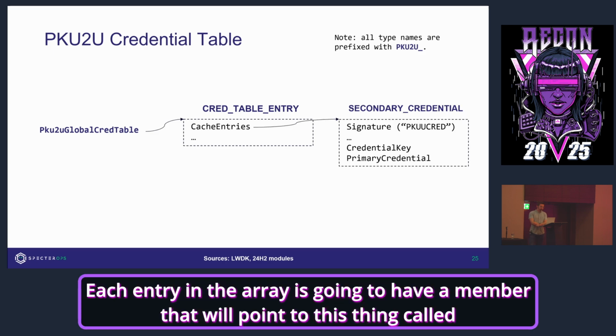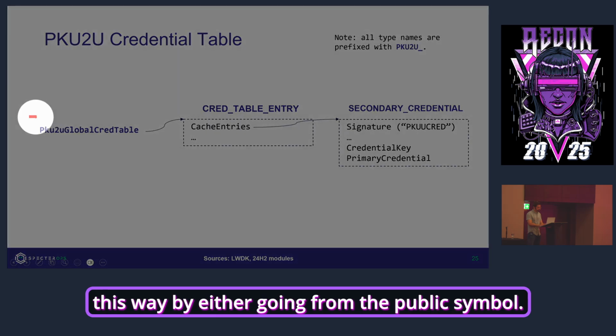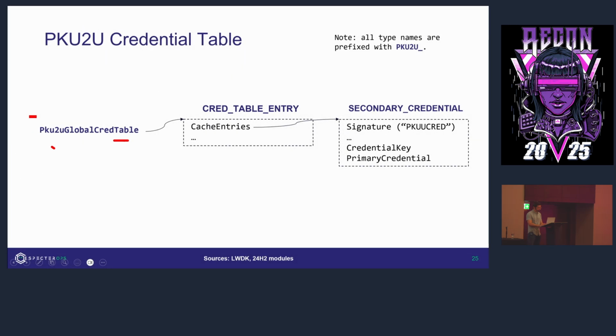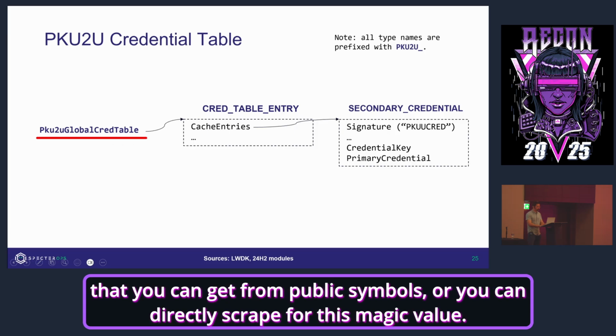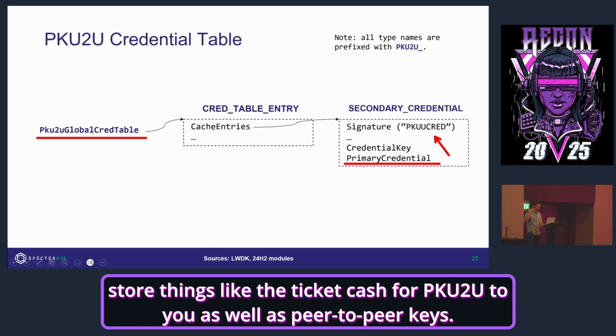Each entry in the array is going to have a member that will point to this thing called the secondary credential, which we kind of already covered. You can either enumerate these secondary credentials by going from the global variable that you can get from public symbols, or you can directly scrape for this magic value. But either way, what you want to get down to is this primary credential, which is going to store things like the ticket cache for PKU2U as well as peer-to-peer keys.